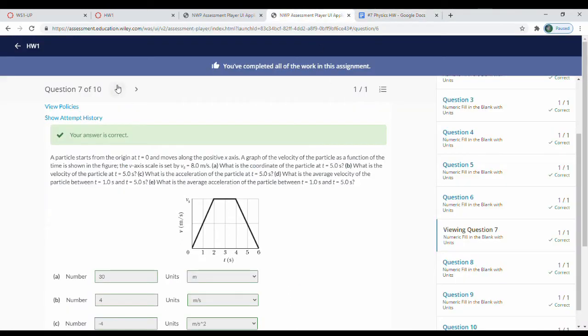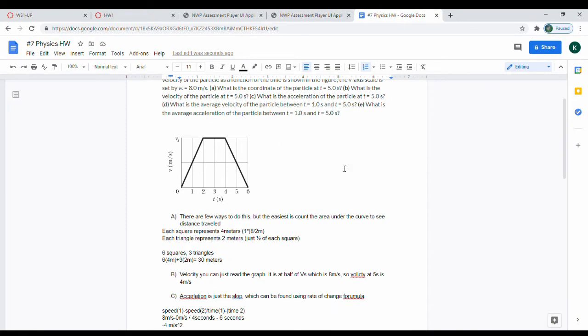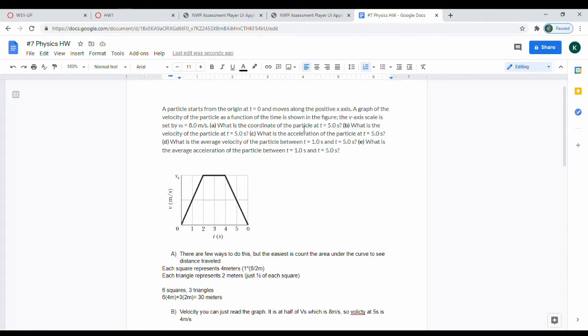Alright, so this is question 7 of the homework. Part A is asking us what's the coordinates of the particle at t equals 5 seconds. There's a few ways to do this, but essentially what you need to do is calculate the area under the curve from 0 to 5.